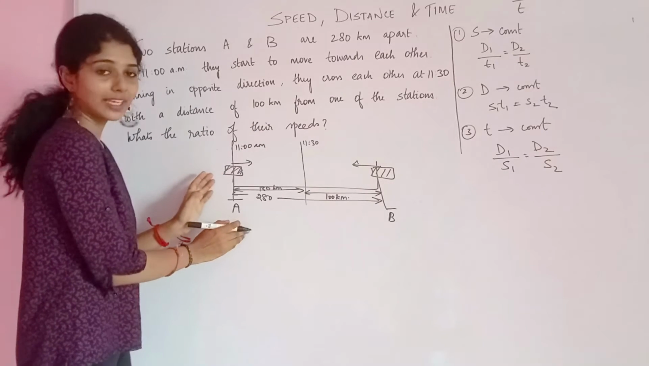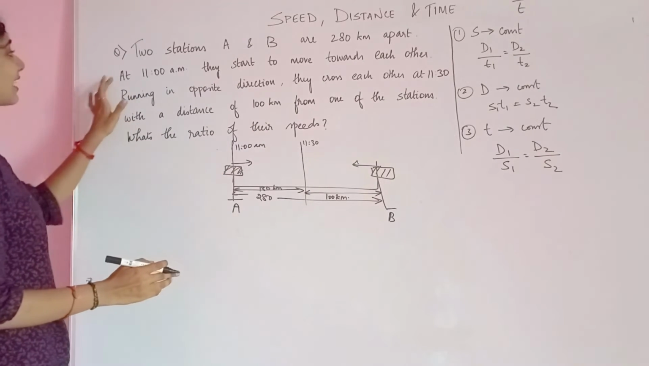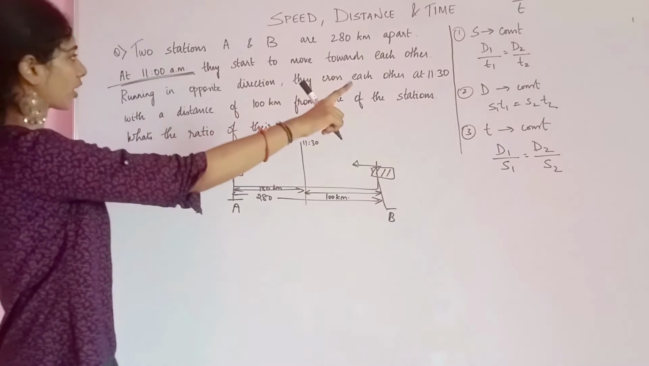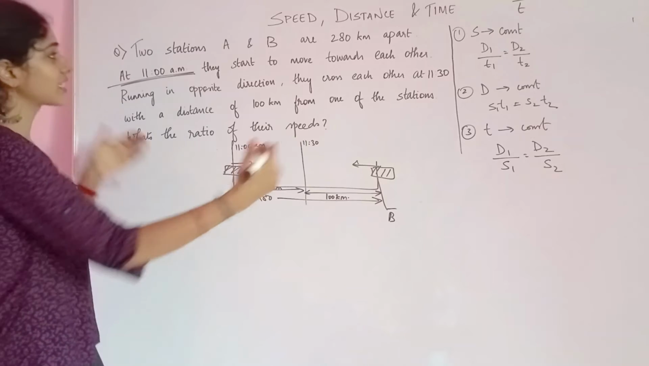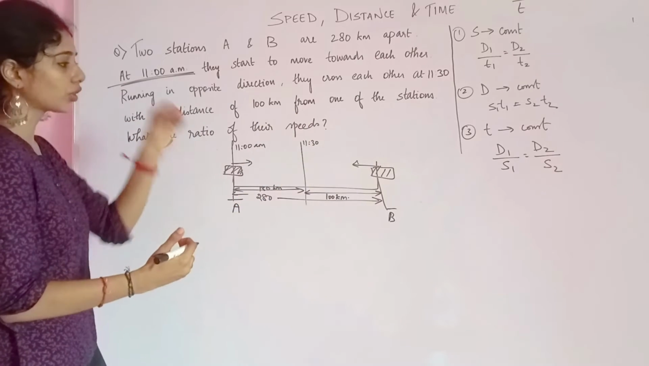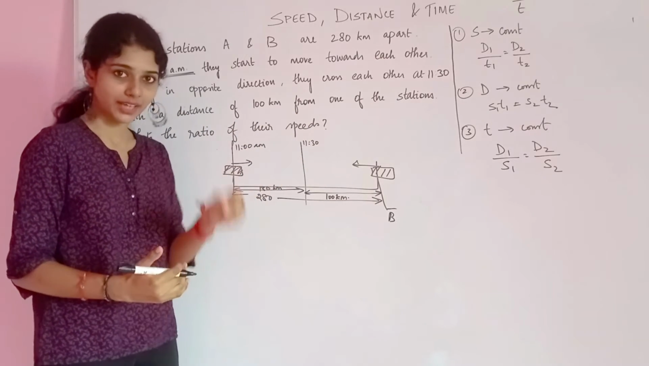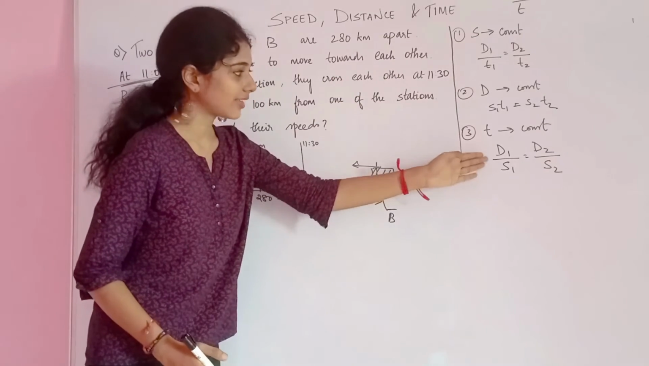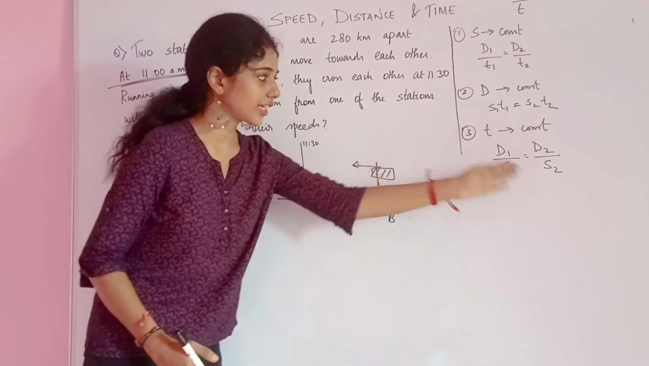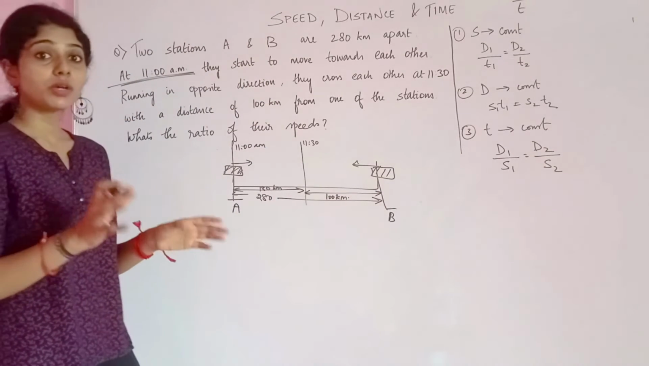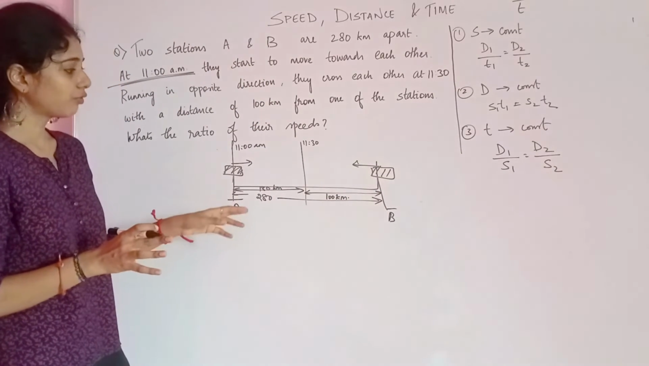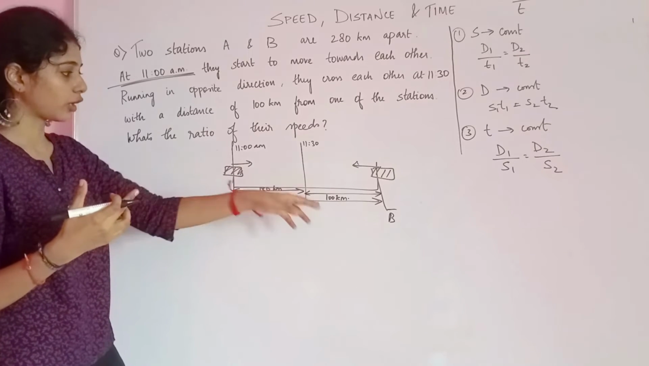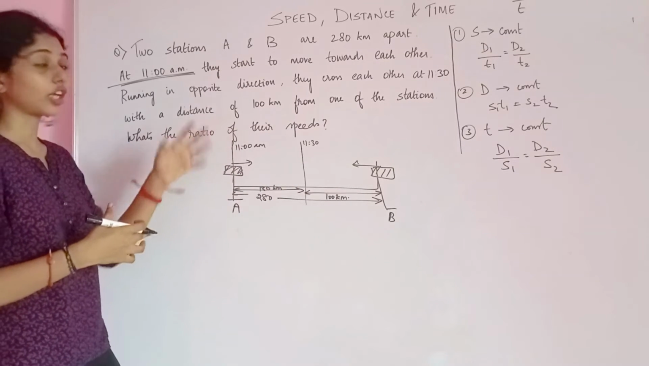So the main key to this question is that at 11 a.m., which simply tells the time here is a constant. So at 11 a.m. they start to move towards each other. Both of them are going to start at the same time, which simply means that time is constant. So if time is constant, then d1 by s1 is equal to d2 by s2. And one more important thing is that you have to see the conversion part as well, whether you have to convert kilometer to meter, based on the options that are given.